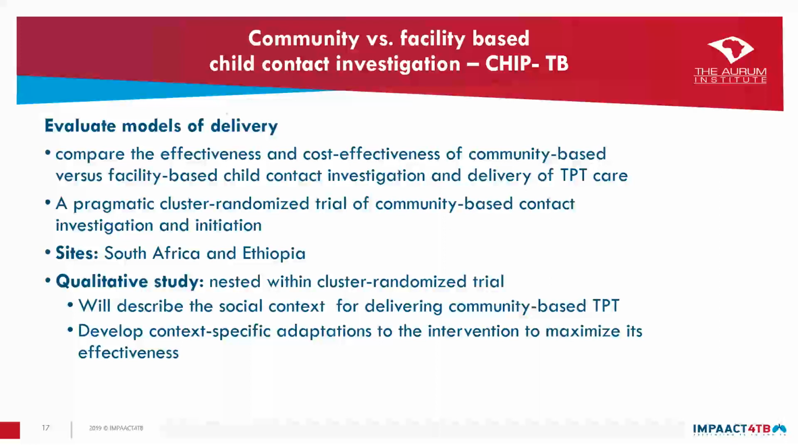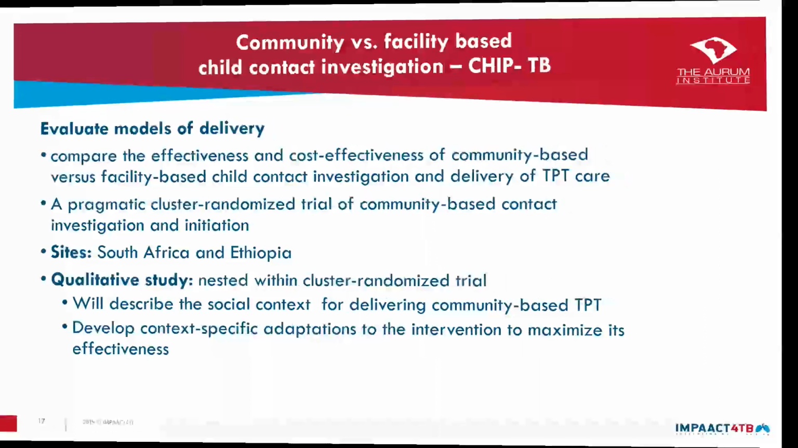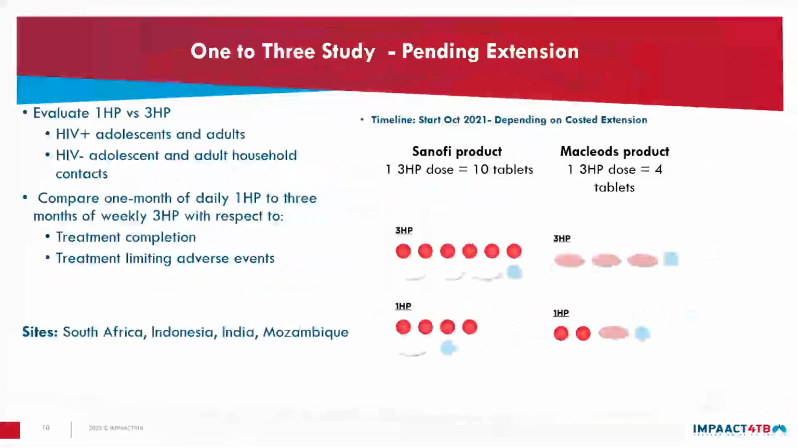And nested within this study is a qualitative component. And the qualitative component will describe the social context for delivering community-based TPT. And using data from the qualitative study, we will then develop context-specific adaptations to the intervention that we are proposing. And really, this is to allow us to maximize the effectiveness of the model. Next slide, please.